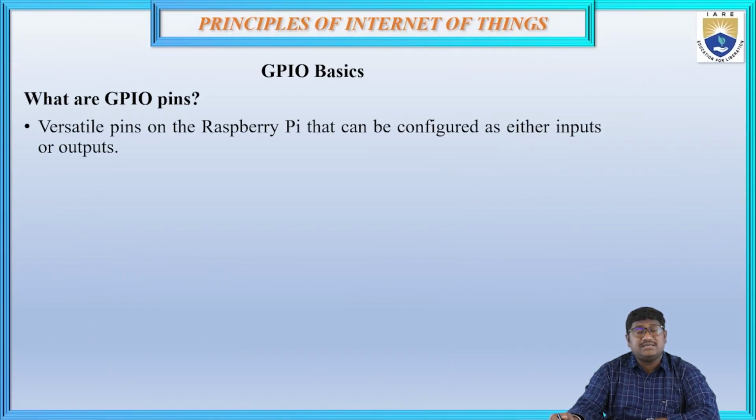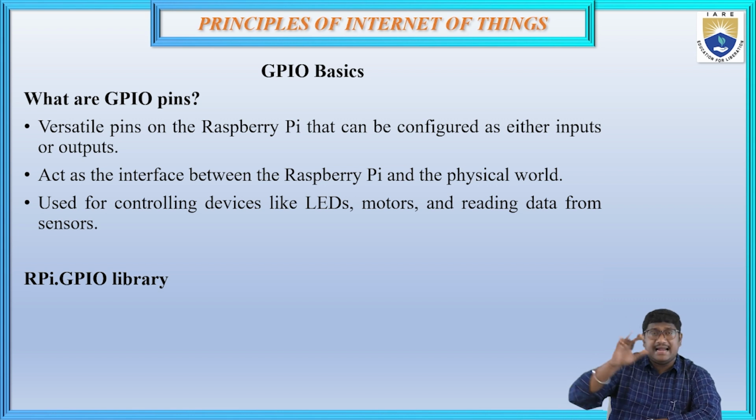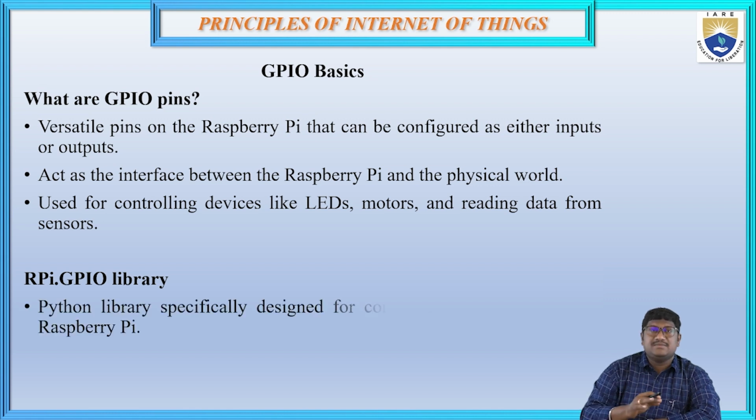And have a look at what GPIO pins are. These are the versatile pins which are used in Raspberry Pi to configure either inputs or outputs, which act as an interface between Raspberry Pi and the physical world. And these are used to control devices like LEDs, motors, and to read data from sensors.